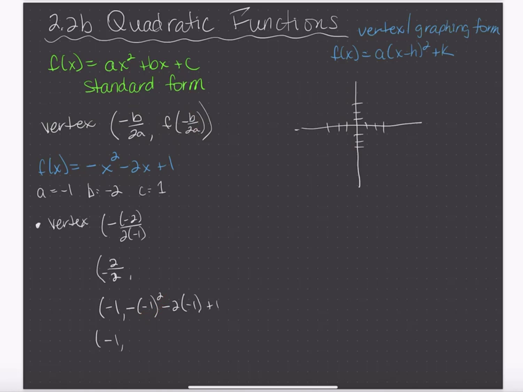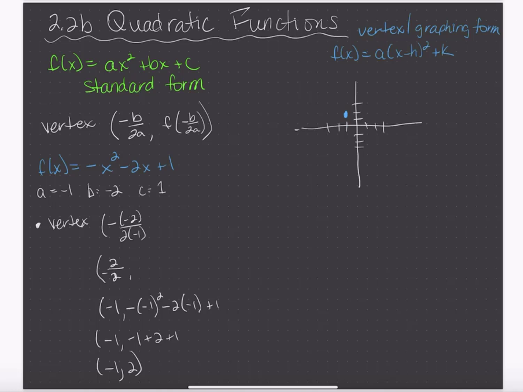Negative 1 squared is 1, but I have a negative out front, so that's going to actually keep that negative 1. Negative 2 times negative 1 is going to make that a positive 2 plus 1. Right. Do the math. Negative 1 plus 2 plus 1 is going to give us 2. So now we know that our vertex on our graph is going to be at negative 1, 2. So negative 1, 2. So we know that our vertex is right there.